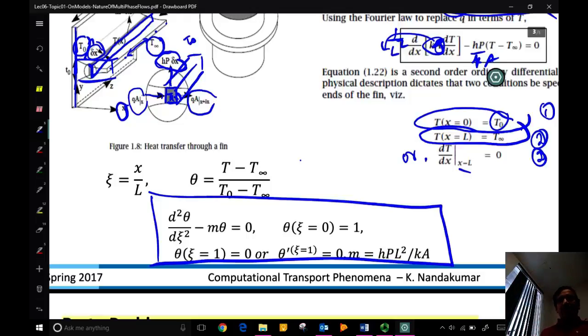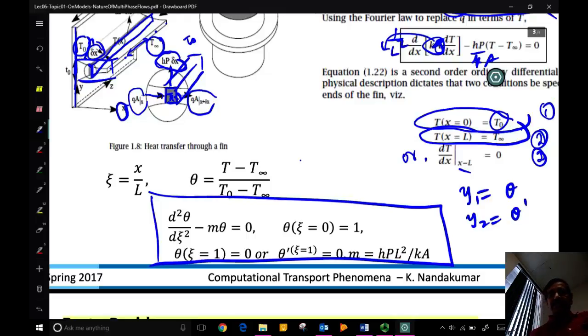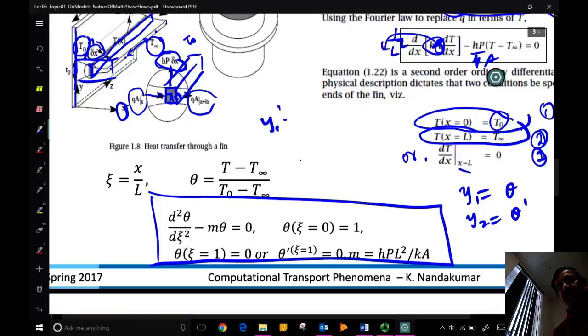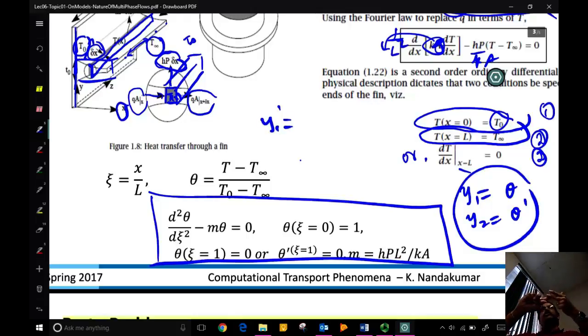Okay. So what we would do is we would say y1 is equal to theta and y2 equal to theta prime, or d theta d psi, the derivative. Then you will say, okay, what is y1 prime? Y1 prime, this is the definition. Now we have to derive 2 equations for y1 and y2. Then we will have 2 equations that eventually mimic exactly this, reproduce this.